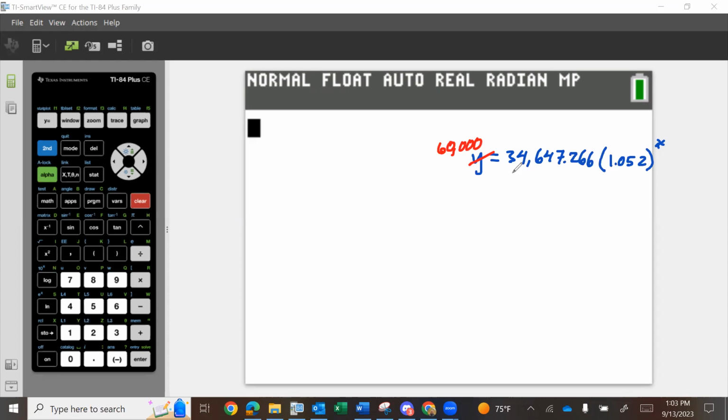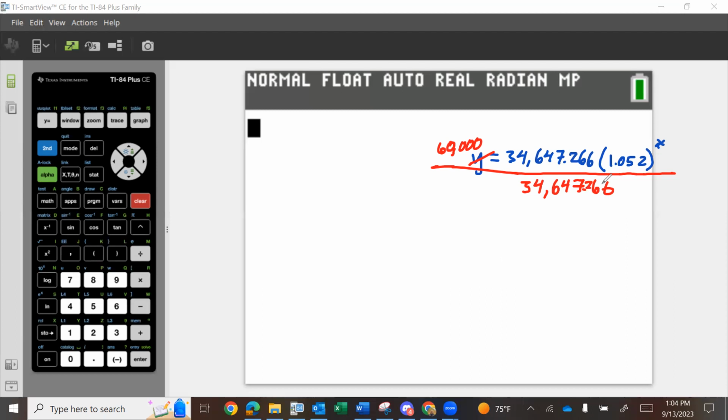So we're going to divide both sides by this number out in front, 34,647.266, and I'm just going to extend the line there. I'm dividing both sides by it. On the right side, they'll cancel. On the left side, here comes my trusty dusty calculator. Looks like I left off the 2 right there. You probably noticed that already, but I caught it before the video was over, so that doesn't count for extra credit.